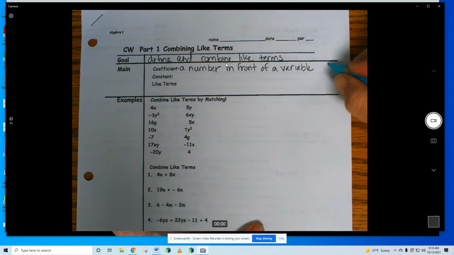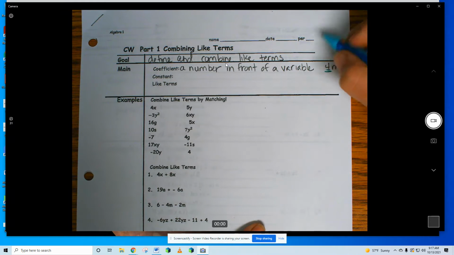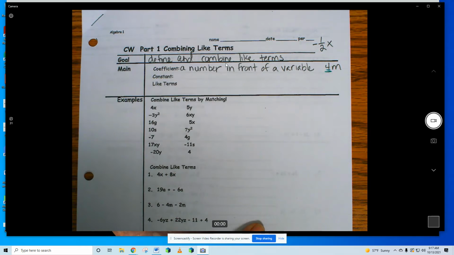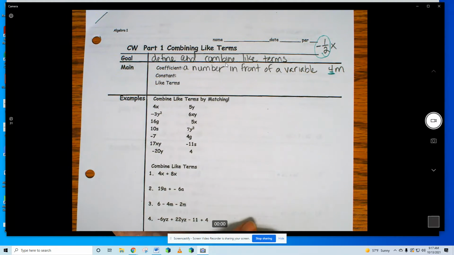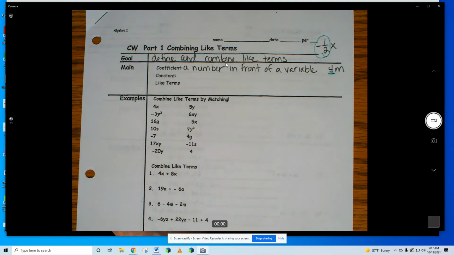So it'd be like 4m. The 4 is called the coefficient. Or like negative 1/2 x. The negative 1/2 is called the coefficient. A number in front of a variable.